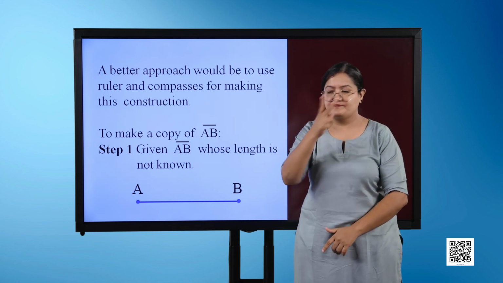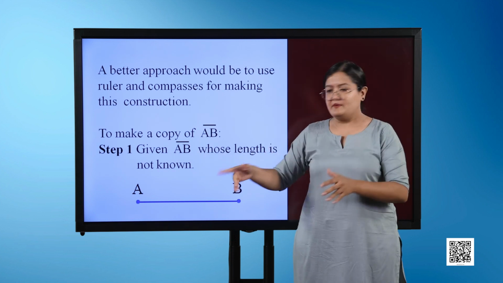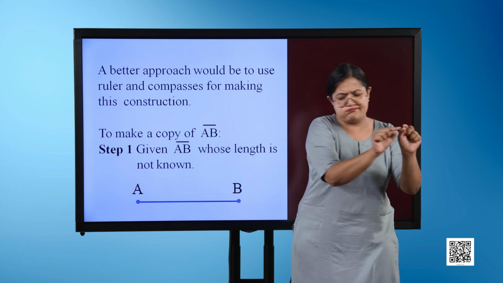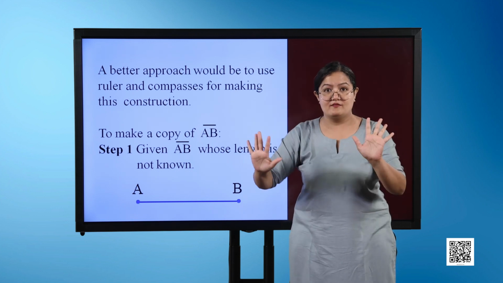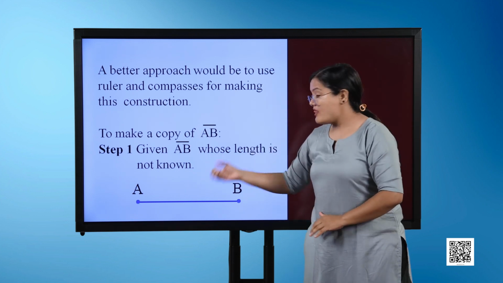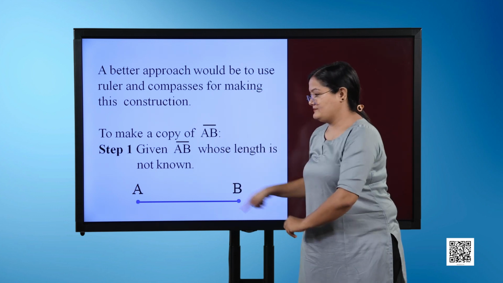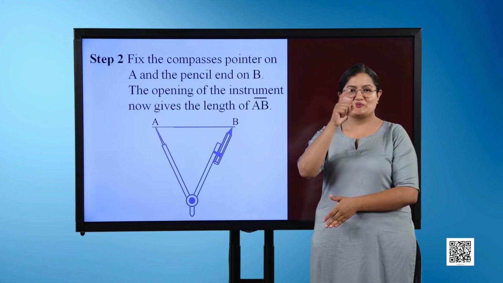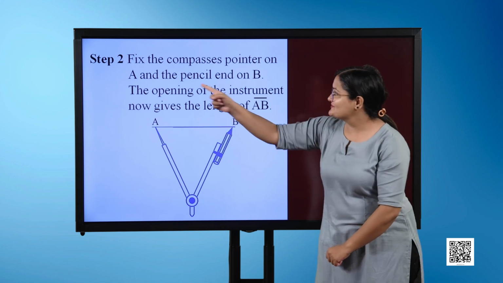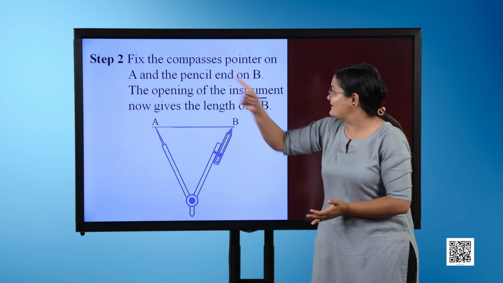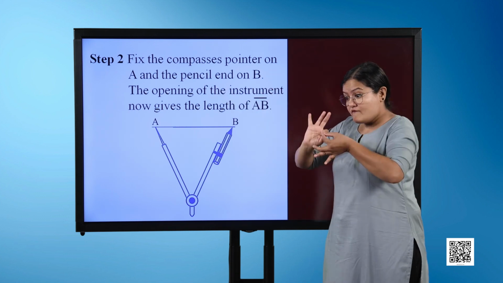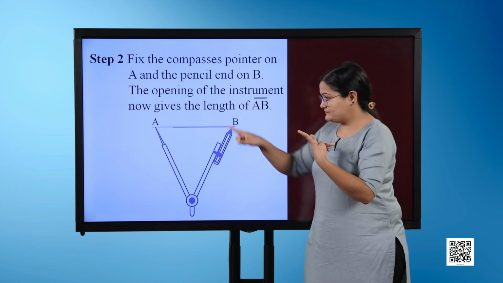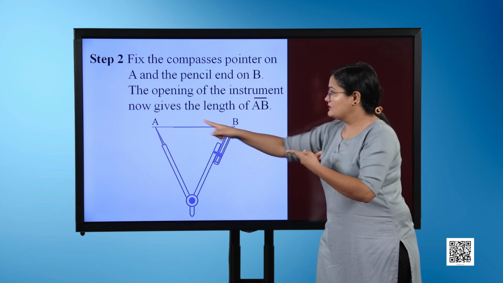Step 1. Given line segment AB, whose length is not known. We have the figure of line segment AB. Page 279. Step 2. Fix the compass's pointer on A and the pencil end on B. The opening of the instrument now gives the length of line segment AB.